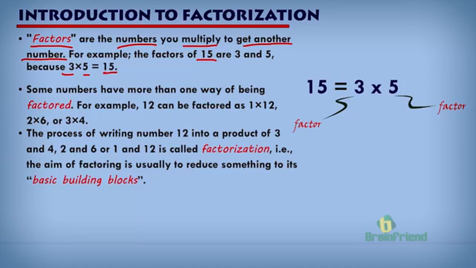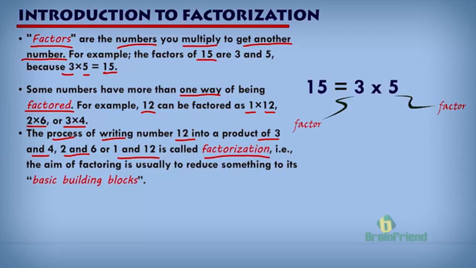Now, some numbers have more than one way of being factored. Let's take a typical example, 12. 12 can be factored as 1 times 12, which will give us the result 12. 2 times 6 will also give us the result 12. And 3 and 4 will also give us the result 12. So the process of writing the number 12 into products of 3 and 4, or 2 and 6, or 1 and 12, that process is what we call factorization.